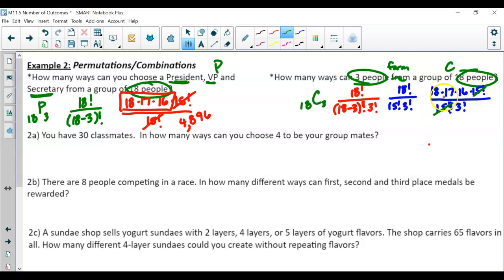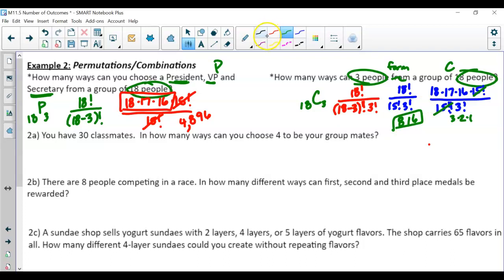So now notice the difference. We're getting this 4,896, but you still have to divide it by 3 factorial, which is 3 times 2 times 1. Or really, if you notice, that's just 6. So that's why in this case, there are 816 groups that can be made out of the 18 people.